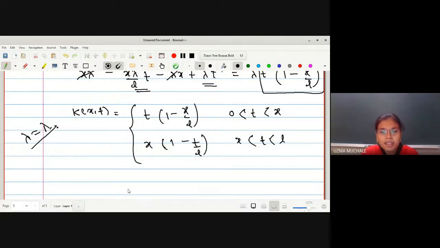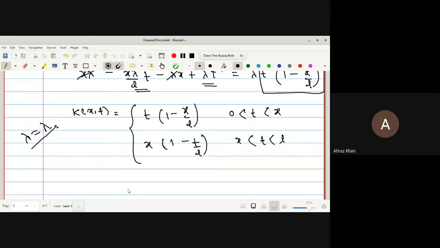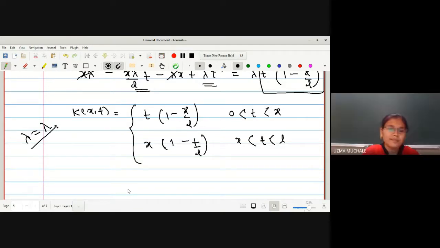Yes, ma'am. सिर्फ लैम्बडा को आउटसाइड रखा है क्योंकि वो लैम्बडा इक्वल टू लैम्बडा लिख सकते हैं.